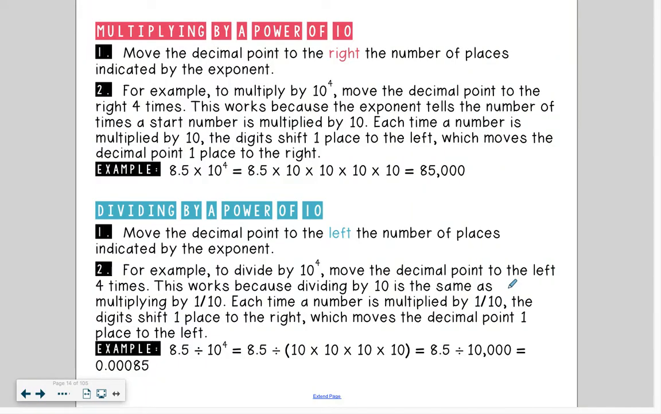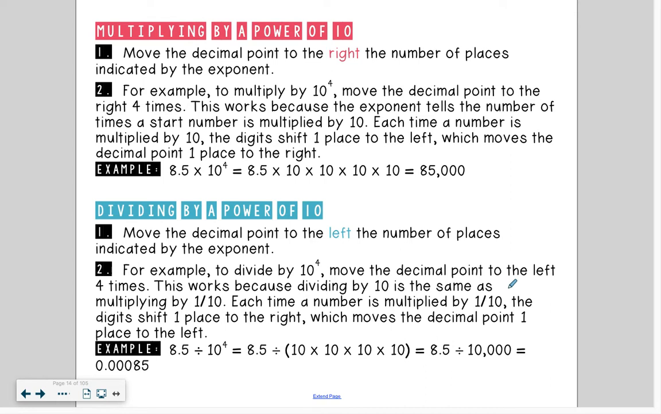So again, you can pause this slide to read the directions, but this just goes over when you're multiplying by a power of 10, you're moving the decimal point to the right the number of places indicated by the exponent. For example, to multiply by 10 to the fourth, move the decimal point to the right 4 times. This works because the exponent tells the number of times a start number is multiplied by 10. Each time a number is multiplied by 10, the digits shift one place to the left, which moves the decimal point one place to the right.